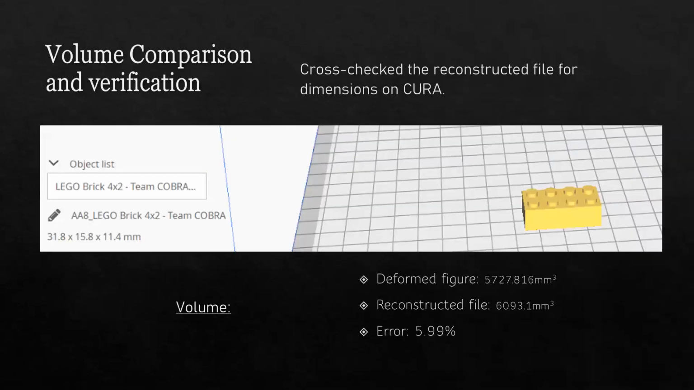And we realized that when we checked the dimensions of the deformed file and the Lego brick in Ultimaker Cura, we found out that the error between these two was only 6%, and we assumed that was because of the deformation of the GIMP file.